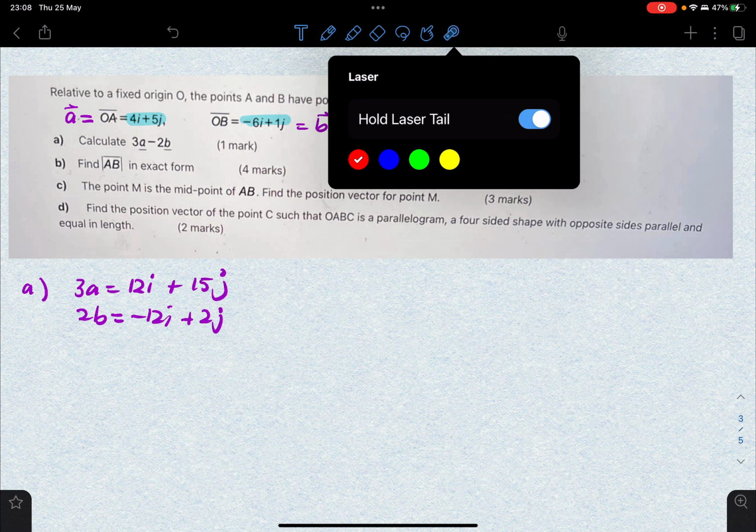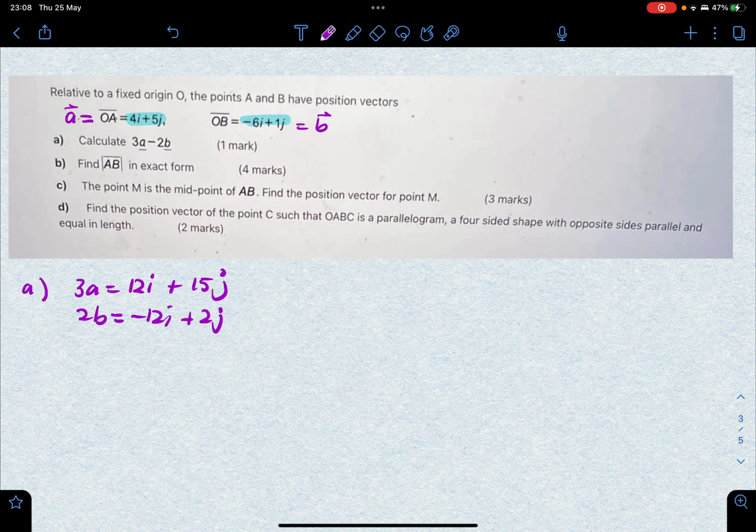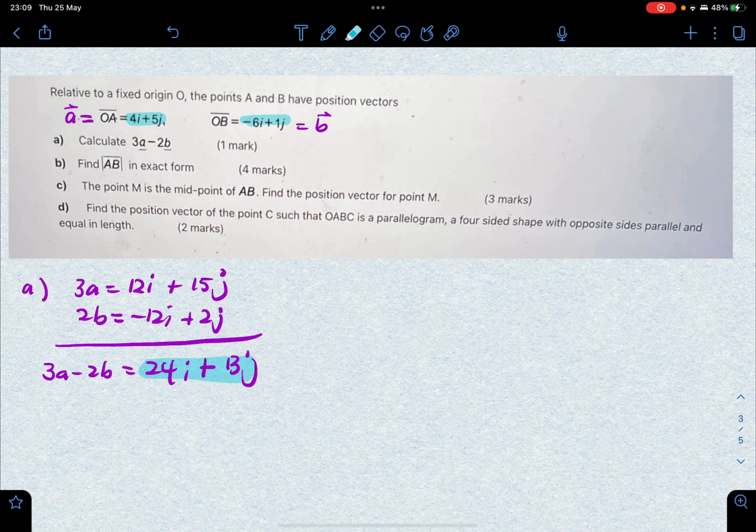Now they want 3A minus 2B, so we just subtract. 3A minus 2B equals 12. So when you add or subtract vectors, you only add the i's with the i's and the j's with the j's. So 12 minus 12 is 24. And 15 minus 2, because there's a minus sign, is 13. So that's the answer for part A.